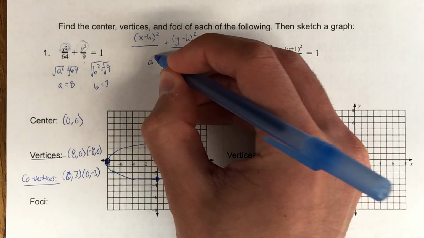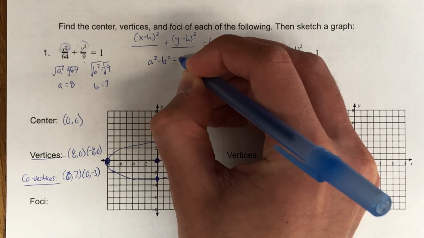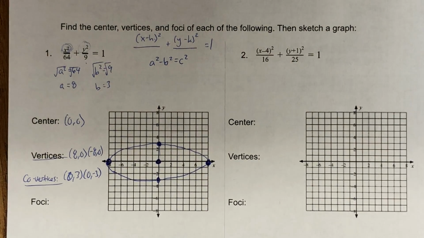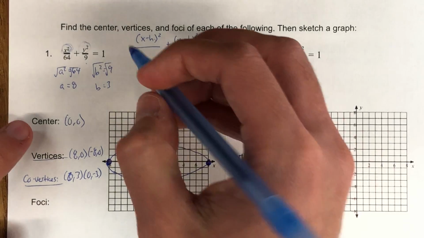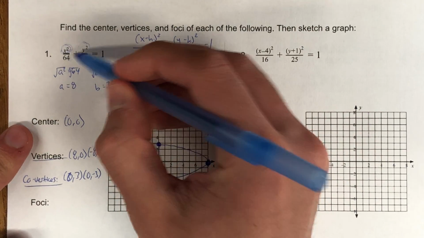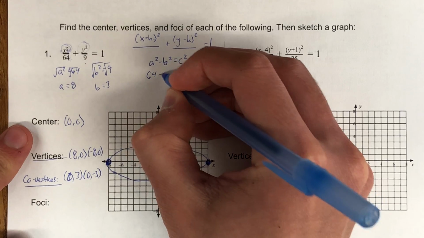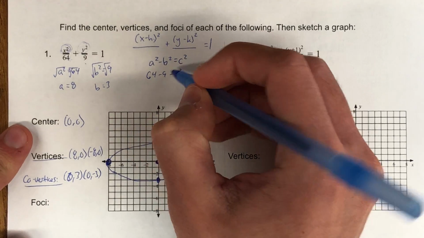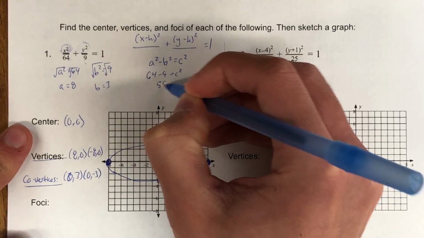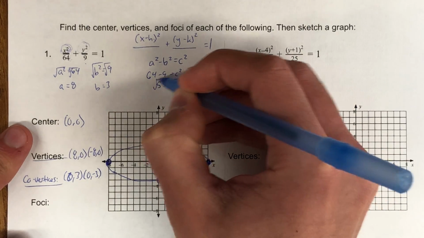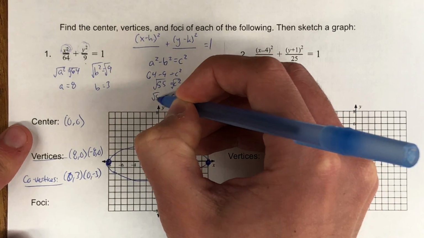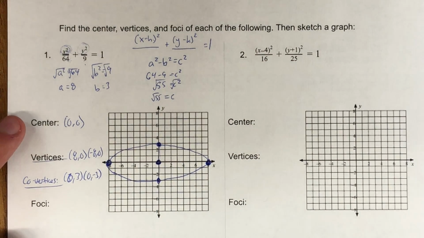So to find our foci, we'd take a squared minus b squared, and that's equal to c squared. So notice it's different than the Pythagorean theorem, a squared plus b squared. We do have minus. So a squared and b squared are kind of nice for us. A squared is 64, b squared is just 9. So we get 55 for c squared. So c is equal to the square root of 55.